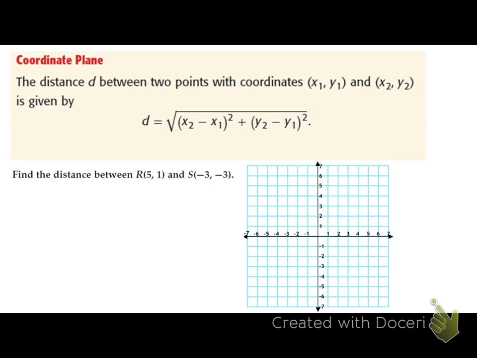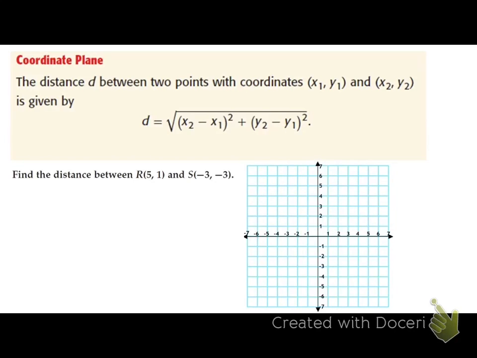So here we go. The distance between 2 points tells us the length of a segment. In this case, we're going to be given 2 points. Let's look at writing on here. Let's look at these points as the following. Find the distance between R and S. So R is going to give us the point 5, 1.